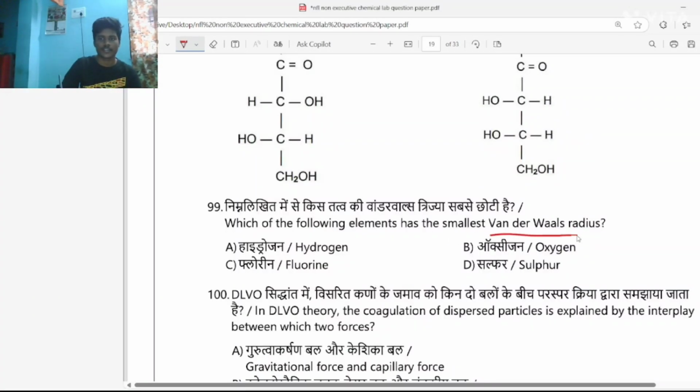10. In DLVO theory, the coagulation of dispersed particles is explained by the interplay between which two forces? This question is from colloids, a very important theory, DLVO theory. Check it once for the exam. Option D has van der Waals force and repulsive electrostatic double layer force. Option D is the correct answer.